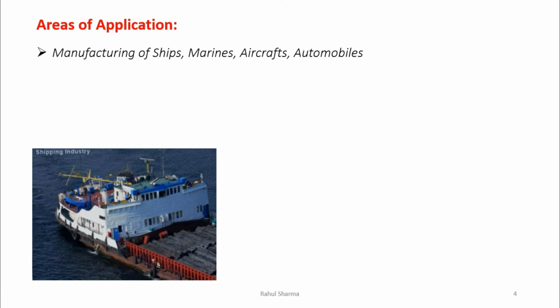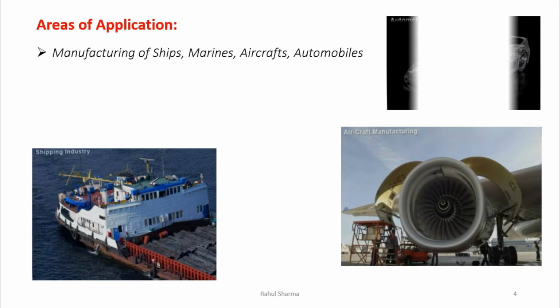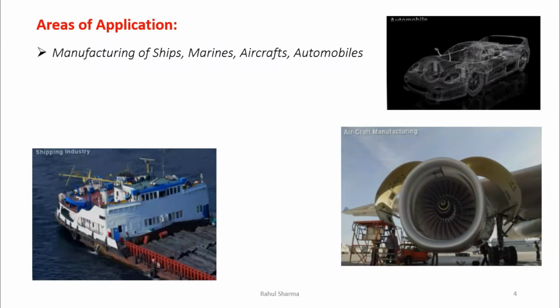Now we will see what are the areas where we use this development topic. In short, I can say development is required in every area of manufacturing, in your daily life, in your industry life. For example, manufacturing of ships, marines, aircrafts, automobiles. Whenever we have to manufacture all these, we cannot manufacture it directly. We have to develop them. Means in design, we have to find out the material required. So we apply the development process in the designing and manufacturing of these.